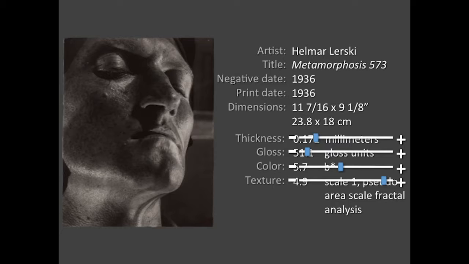So for the Lursky, like I said, about 15% of papers are thinner, so that's the 15%. About 85% are thicker. Gloss, it's a pretty matte paper. There's a lot of papers that are glossier. Color, it's right in the middle between neutral, like bluish white, and warm white. It splits the difference. And texture, it's got a lot of texture. All right, well, that's great.